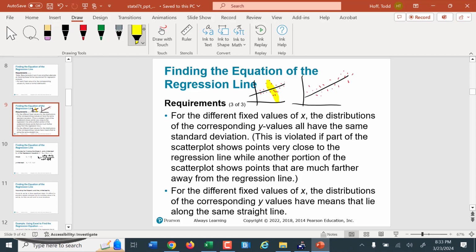And then the means also lie, for each value of x, the means of the different y values all lie along that same line. That's what we were saying before: the values of y are normally distributed for a given value of x, and the mean is on the line.